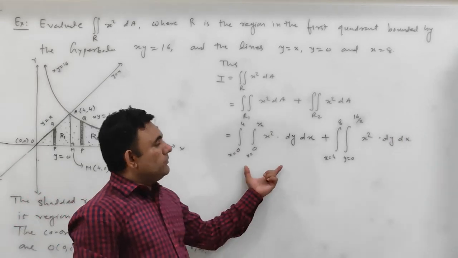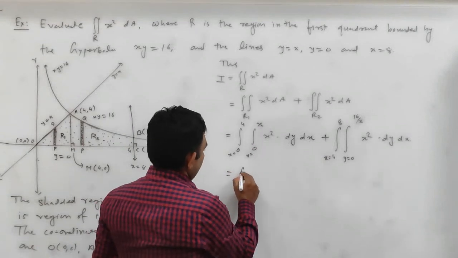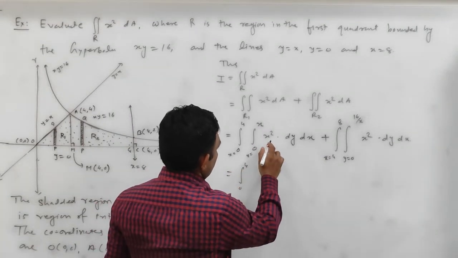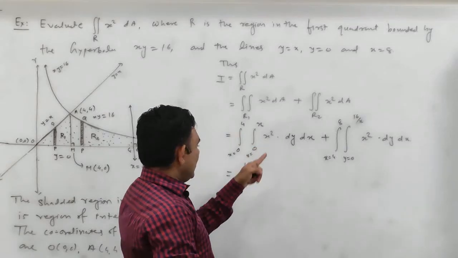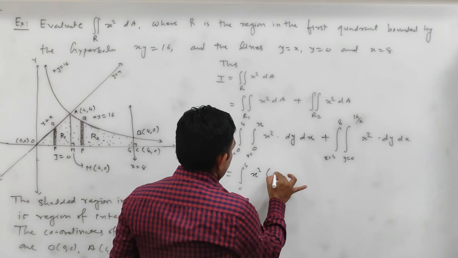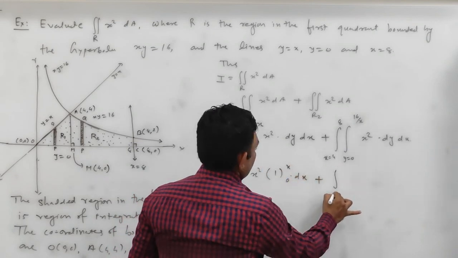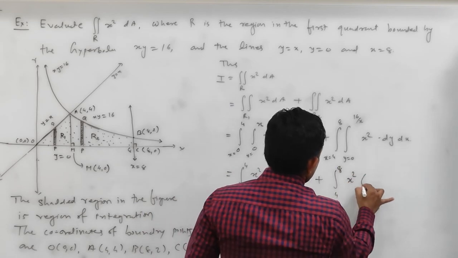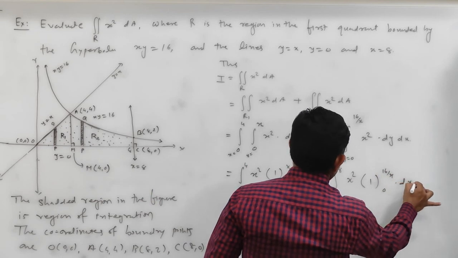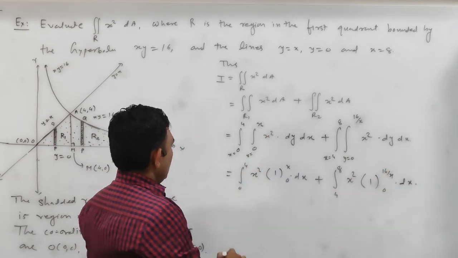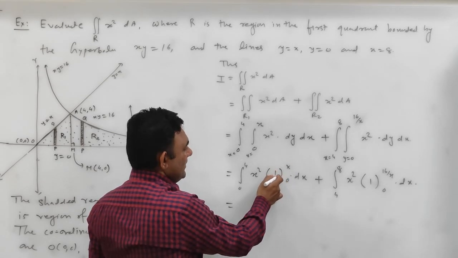Okay, so now we have to evaluate these two integrations, and the integration is very simple. So let us quickly evaluate. It is integration 0 to 4. Now we integrate first with respect to y. So x is constant, so x square is constant, and it is integral of 1 from 0 to x dx, plus similarly here 4 to 8, x square is constant, and here again integral of 1 from 0 to 16 by x dx.